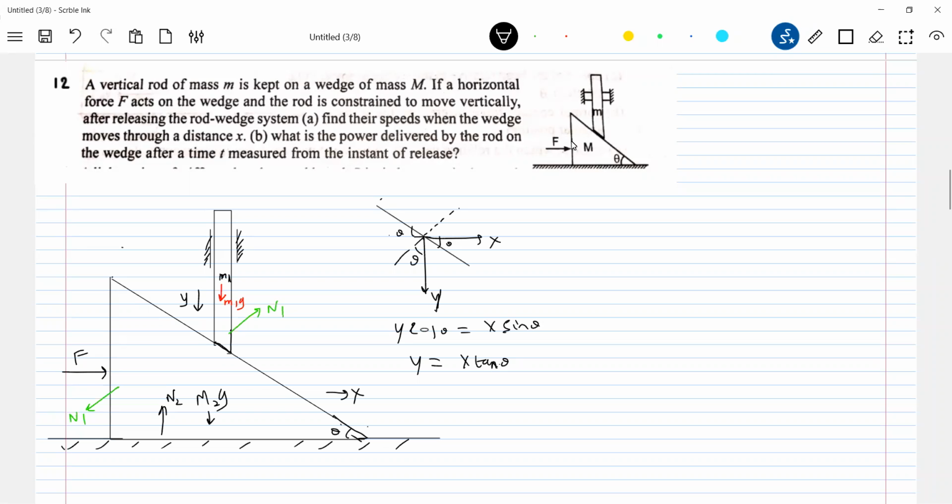Which forces are doing work? Normal contact N1, work done by N2, and mg. So work done by all the forces: initial kinetic energy, plus work done by normal contact, work done by the weight M1G, work done by M2G, work done by N2, should be equal to final kinetic energy. This is the overall method here. The initial kinetic energy is zero, as the system is released from rest. Let's say work done by normal contact.